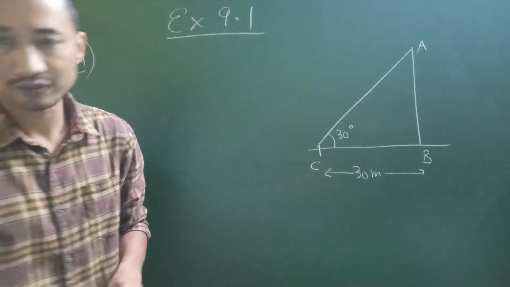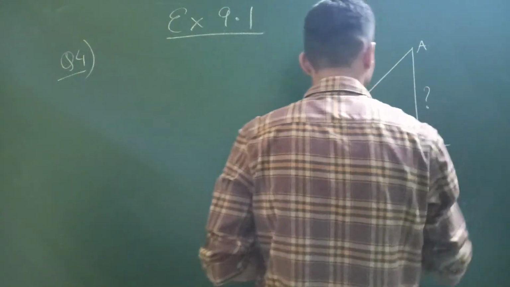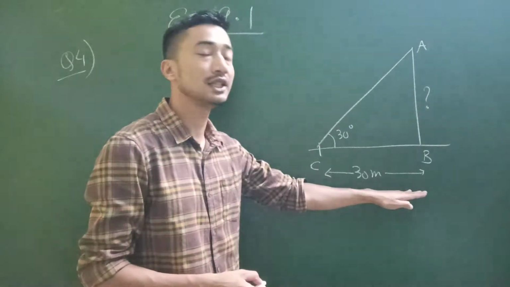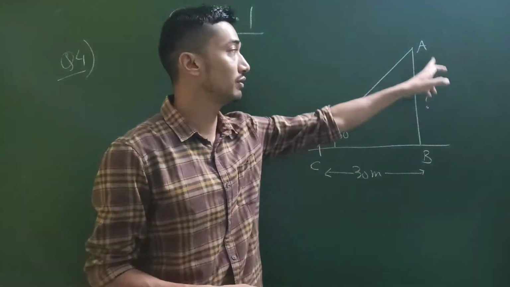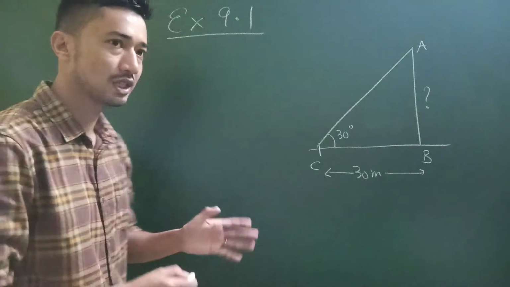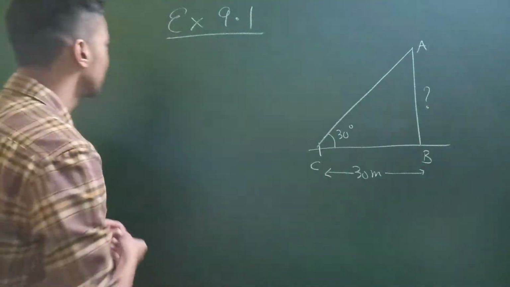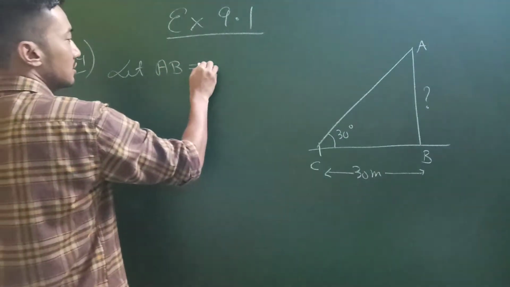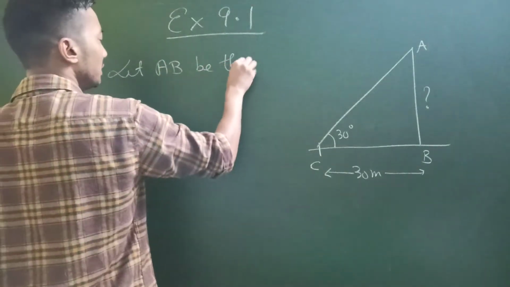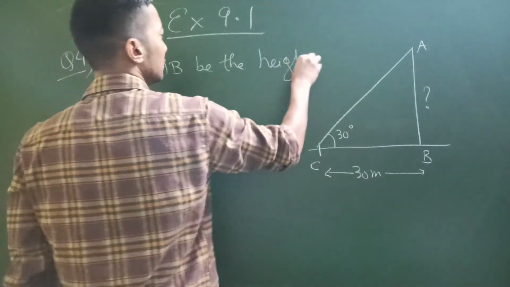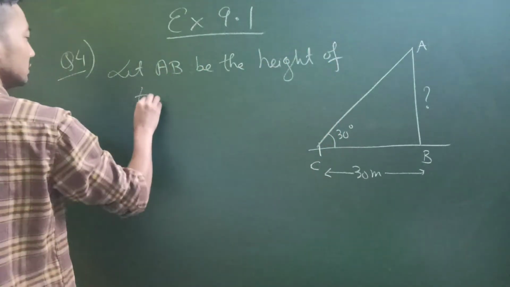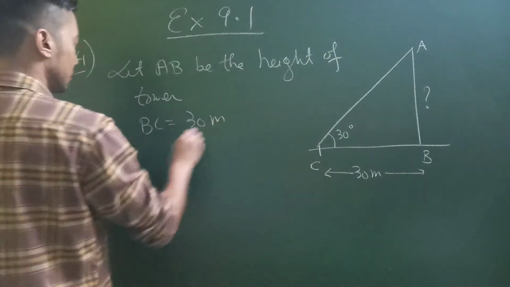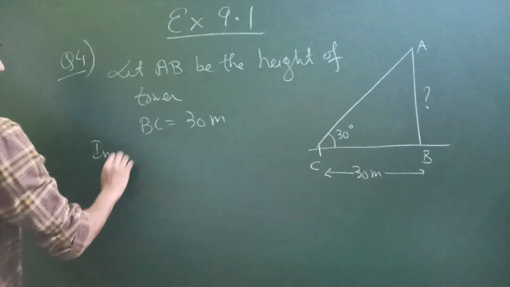The question is, find the height of the tower. Very simple question. We have the base, and we have to find out the perpendicular height. So base, perpendicular height, tangent. Let AB be the height of the tower, BC 30 meters. So let's straight away do it.